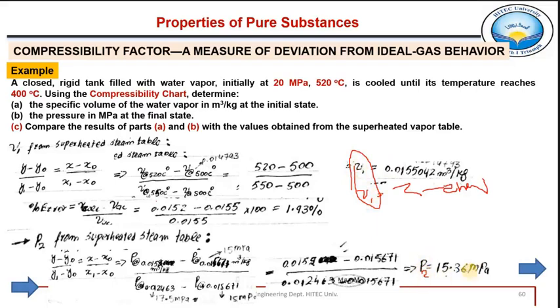Similarly for P2, which we have now estimated from the steam table, and we also had P2 from the compressibility chart, meaning the Z chart. So P2 calculated minus P2 actual, divided by P2 actual, multiplied by 100%. Then you can calculate the percentage error for both cases. Actually, we do not necessarily need to calculate the percentage error, we just need to compare. Part C is saying compare the results of parts A and B with the values obtained from the superheated steam table. Okay, so that's all.